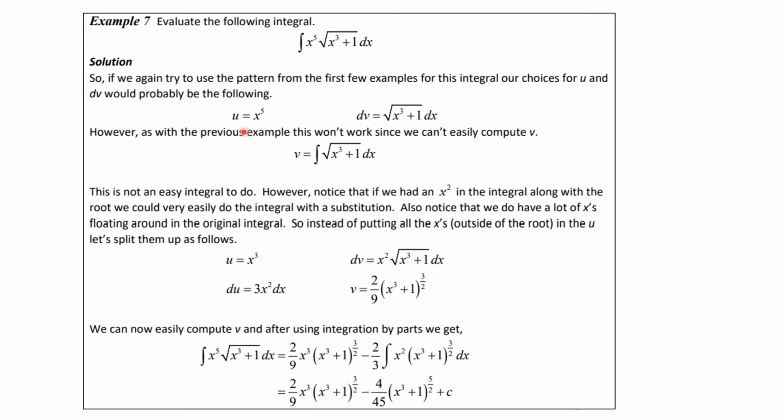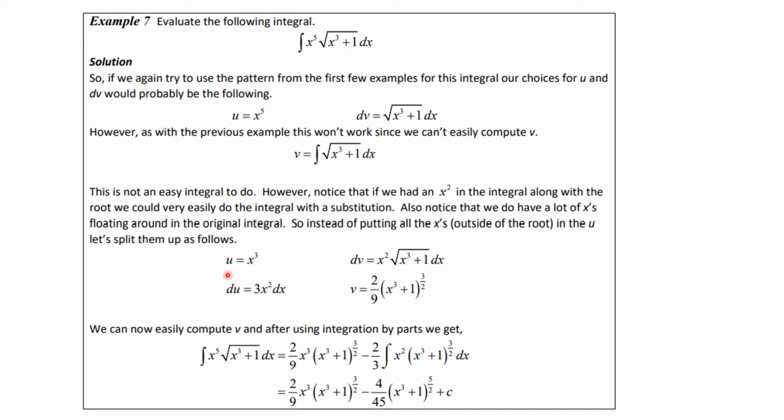Now, you might start by saying, well, I might have to integrate by parts 5 times, but I'll start with this is x to the fifth and this is dv. However, that's not going to work because you can't easily compute this. So you have to do something else. And there's some trial and error here, but you're going to split it up this way. If you let u equal x cubed, that means I've used 3 factors of x here, but I still have x squared that's in the rest of it. So you see x to the fifth is x cubed times x squared.